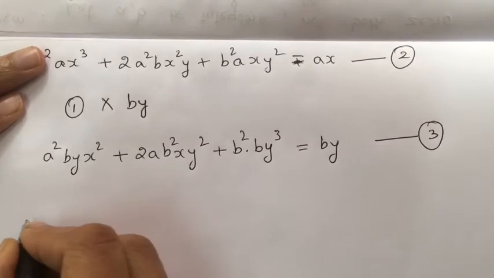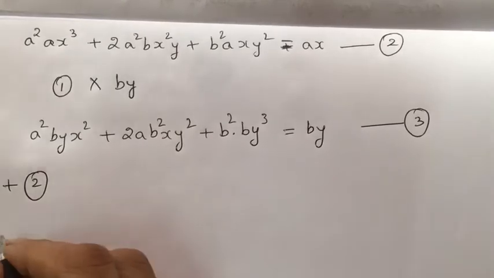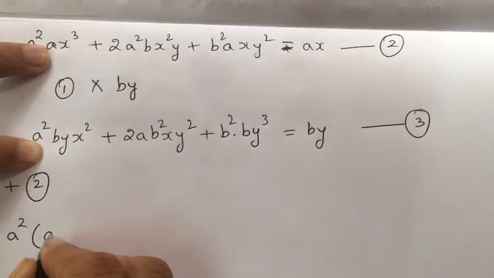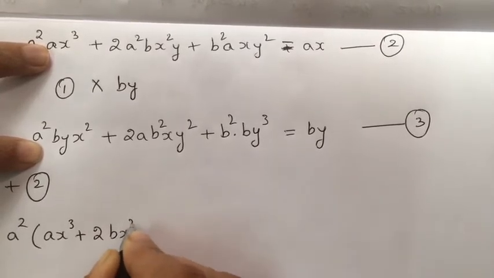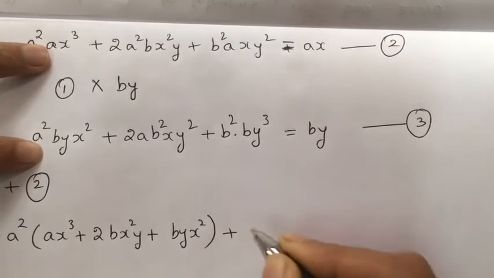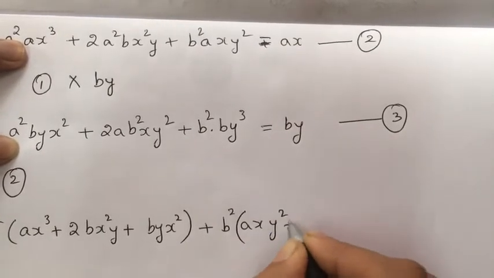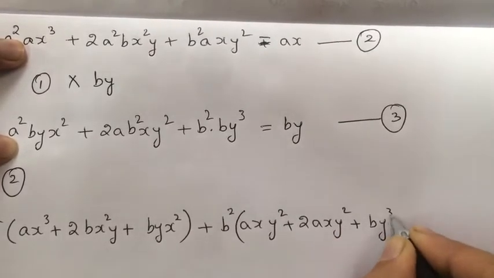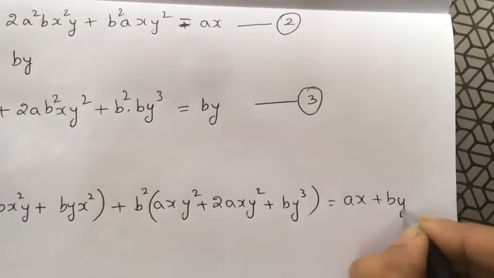I can add equation 1 plus equation 2. I can write a square in common, a square into ax cube plus 2bx square y plus byx square plus b square into ax y square plus 2ax y square plus by cube, which is equal to ax plus by.